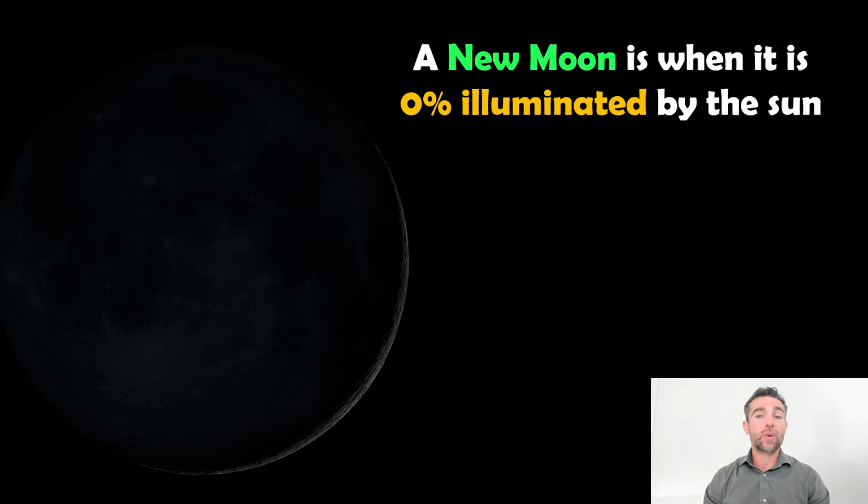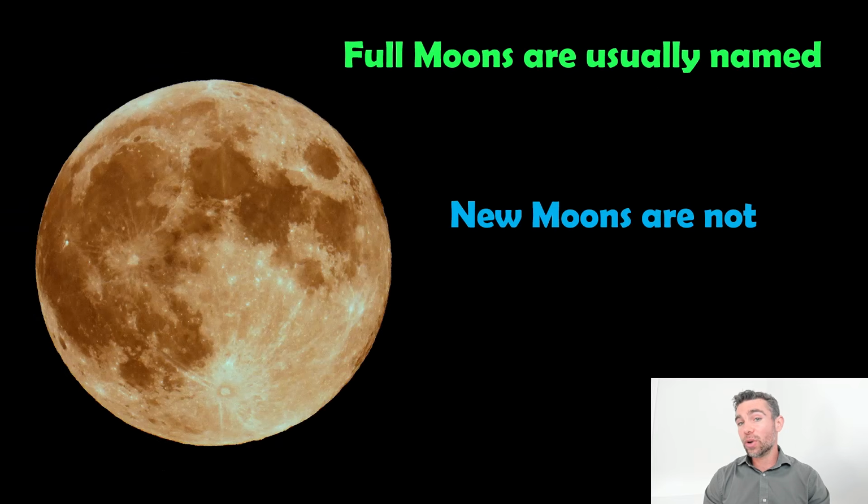Now a new moon is when it's 0% illuminated. Now that's got a very slight crescent, so it's just coming out of a new moon. But a new moon is when it's 0% illuminated, and then it starts that lunar cycle again. So full moons typically have a name associated with them. So it's not just a full moon in January, June, something like that. Whereas a new moon is just a new moon. So full moons typically do take a name, and it's different for each month as well.